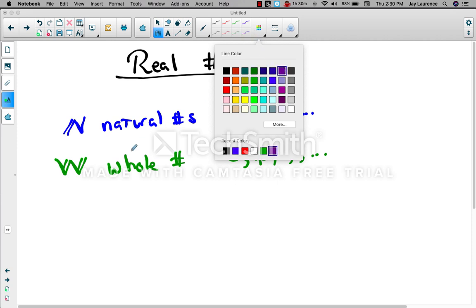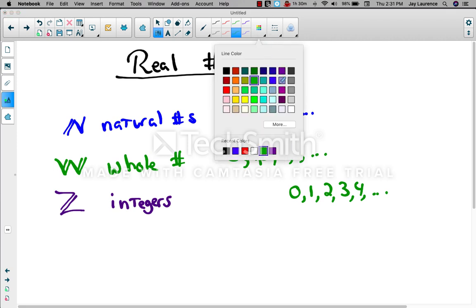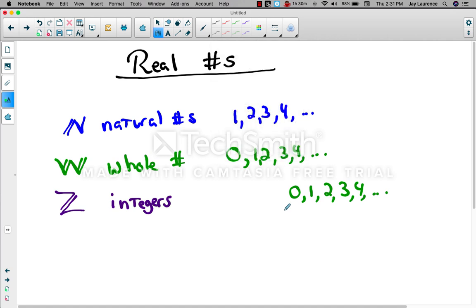The next set are the integers. They have a symbol, and it's a Z. We don't use I because you saw me use I for irrational numbers. These are the integers. And the integers include the whole numbers, the 0, 1, 2, 3, 4, on forever. But here is where the negative numbers come in. Now, they're not just negative numbers, they're the negatives of the whole numbers.